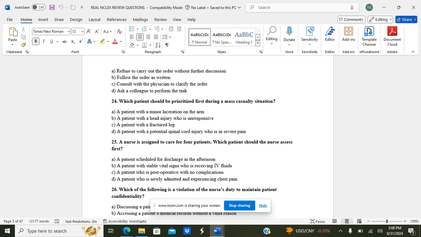D is the answer, because this patient just came to the hospital, then is experiencing chest pain. When you see a patient with chest pain, make sure you care for the patient first. Okay, make sure you know that. They gave you tricky choices, but you need to be able to see which choice is the best one. Therefore, D is the best choice.